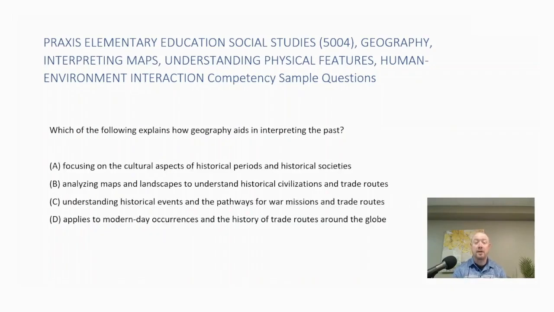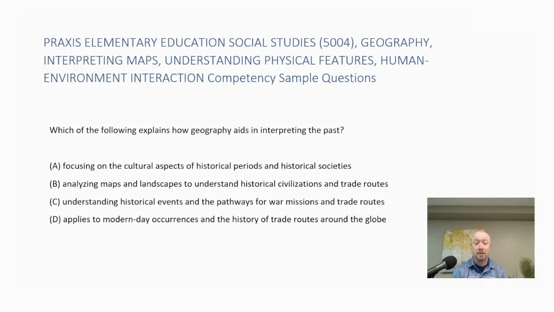Which of the following explains how geography aids in interpreting the past? Is it A, focusing on the cultural aspects of historical periods and historical societies? Is it B, analyzing maps and landscapes to understand historical civilization and trade routes? Is it C, understanding historical events and the pathways for war missions and trade routes? Is it D, applies to modern day occurrences and the history of trade routes around the globe?